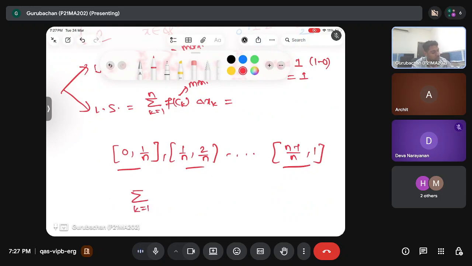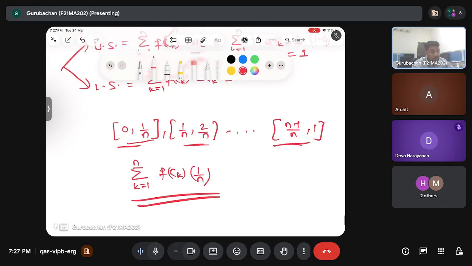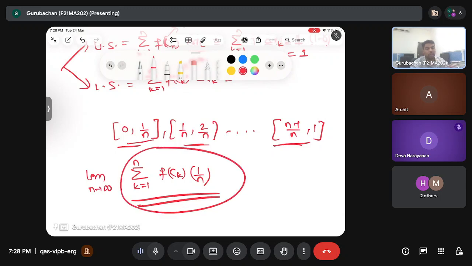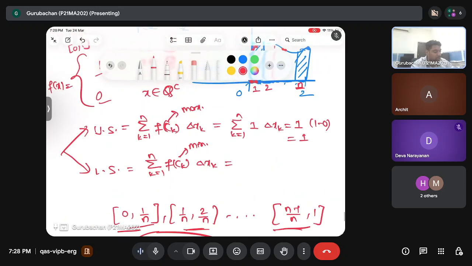We very smartly calculate f of ck into 1 by n. The length of each subinterval is 1 by n. You can clearly observe that. Now you are taking the limit as n tends to infinity, and you are checking whether this value exists as some finite number or not. In each subinterval there will be rational, there will be irrational, and then you are tending n to infinity.